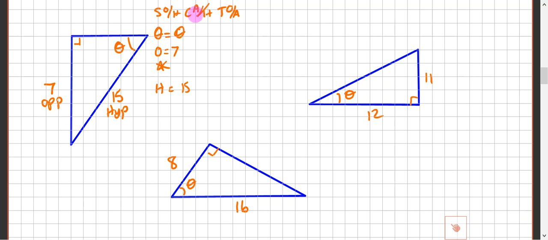Don't need an adjacent, so those two are gone. So I'm looking at sine theta this time equals opposite over hypotenuse, so 7 over 15. So therefore theta is the inverse sine of 7 over 15. Now again, if your calculator is in the wrong mode, if it's not in degrees mode, you'll get a very silly answer.